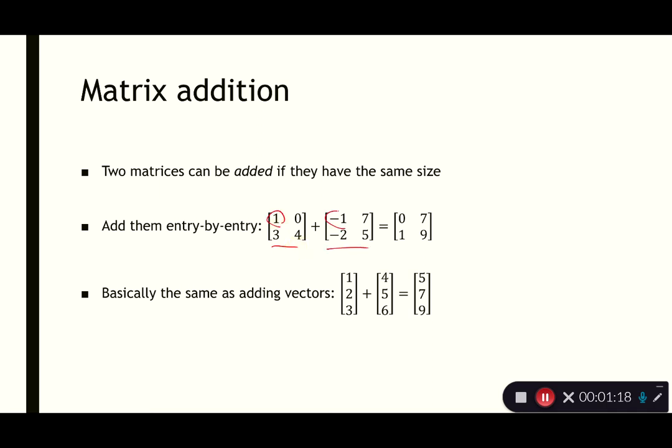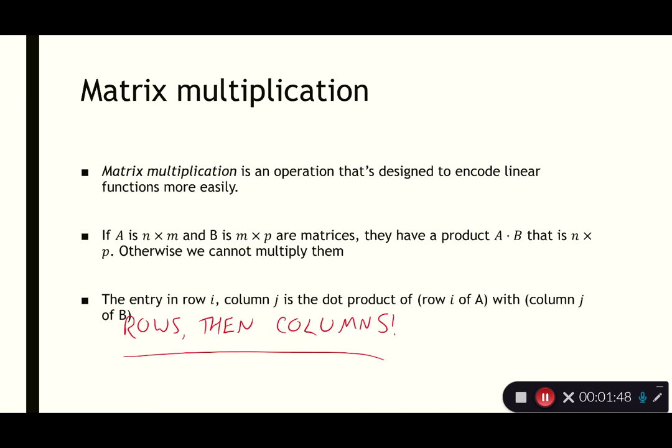If we add 1 and minus 1, we get 0. If we add 0 and 7, we get 7. If we add 3 and minus 2, we get 1. And if we add 4 and 5, we get 9. So matrix addition is just like vector addition. It doesn't take a lot of extra brain power, although it does take a lot more time. And we've seen this before for vectors. That's the first operation that we're going to need. Matrix addition acts mostly the way you'd expect normal addition to act most of the time.